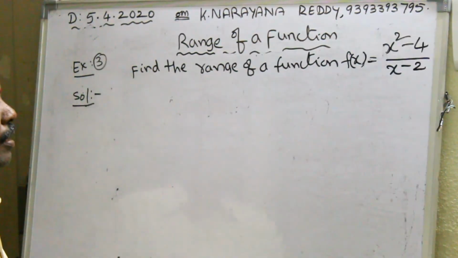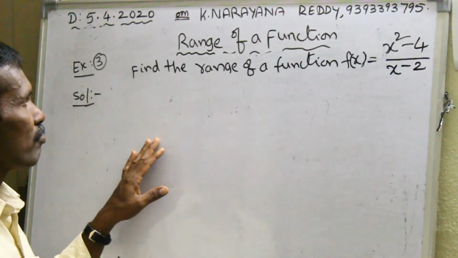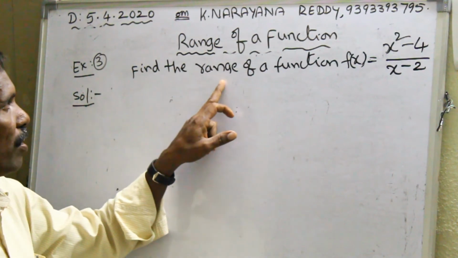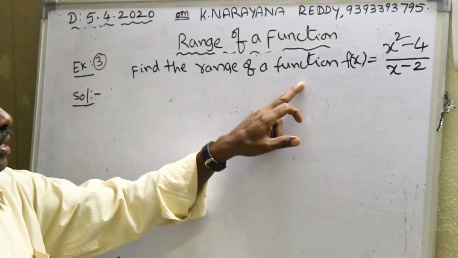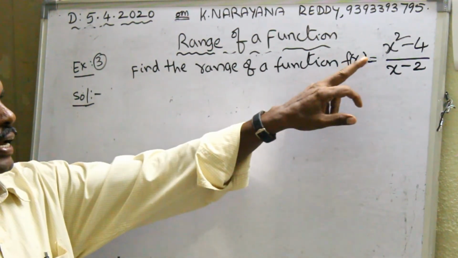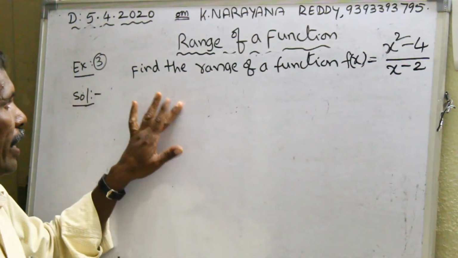Okay. See the next problem. Find the range of the function f of x equals x square minus 4 by x minus 2.